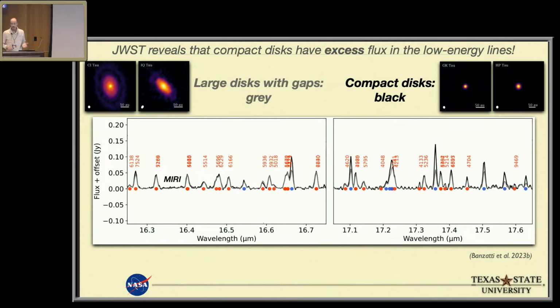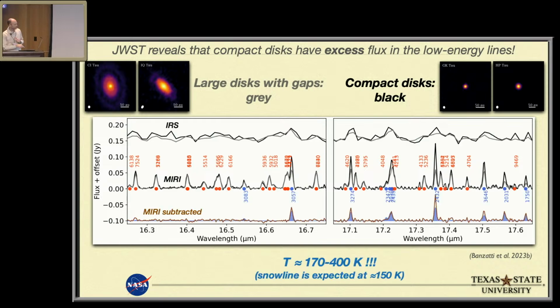So that's what I did. I took the spectra of the large structured disk and the compact disks, I plotted them on top of each other, and the answer popped out immediately. The high energy lines are essentially identical in the two disks. And maybe we could have seen some of it before, but I want to highlight that this is the direct outcome of the sharper view of JWST.